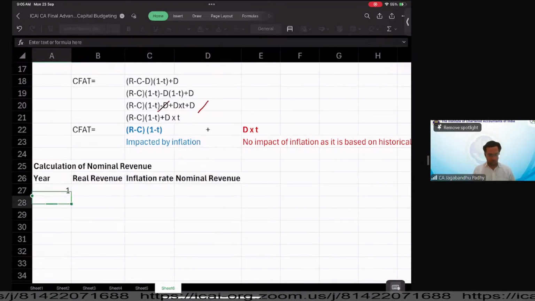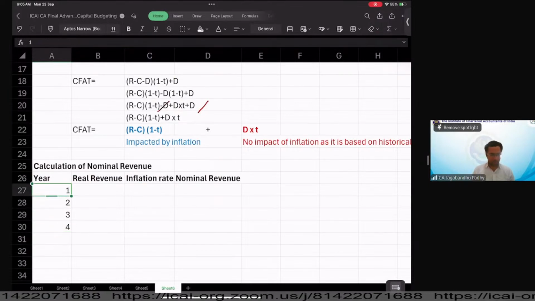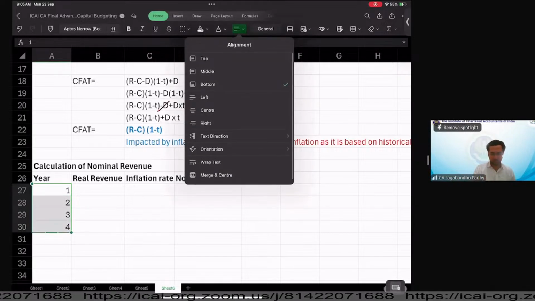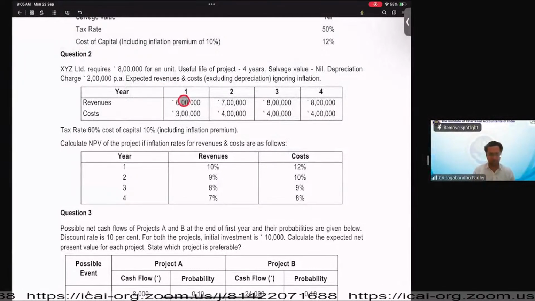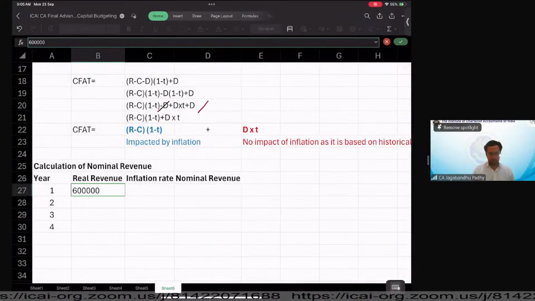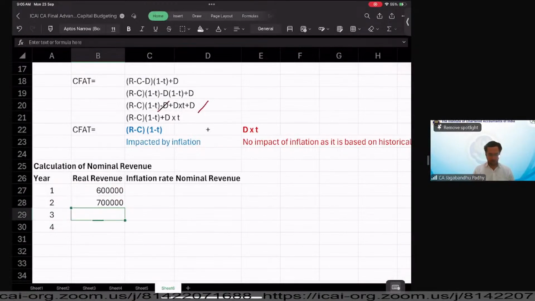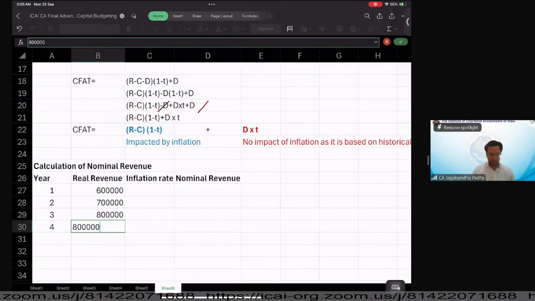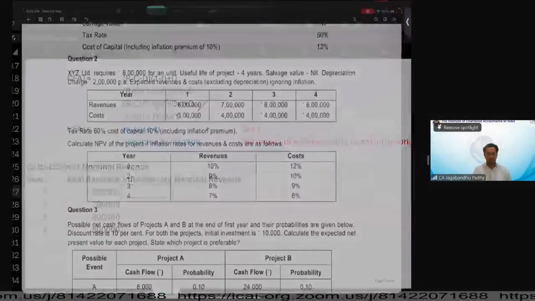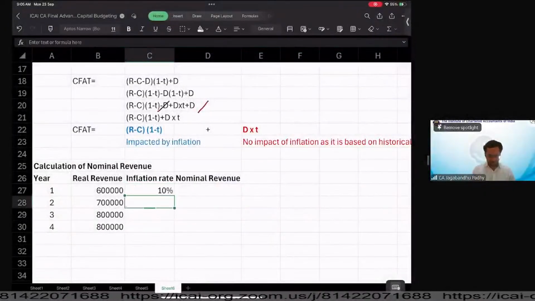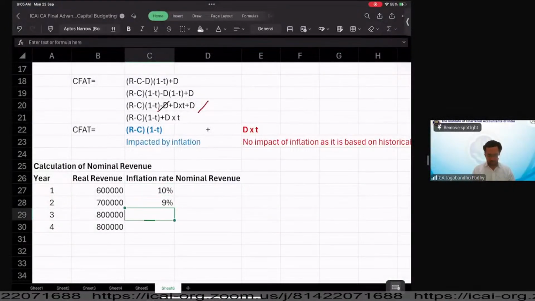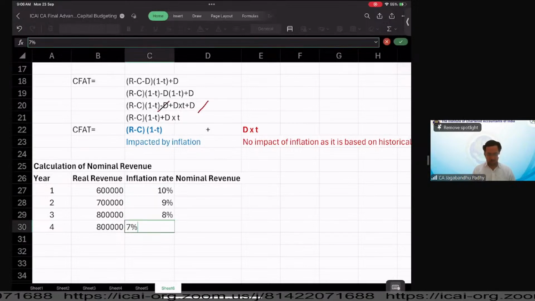So year 1, 2, 3, 4, 4 years. And for each of these 4 years, write down the real revenue values. So real revenue values are 6 lakh, 7 lakh, 8 lakh, 8 lakh. Inflation rates are given: 10%, 9%, 8%, and 7%.